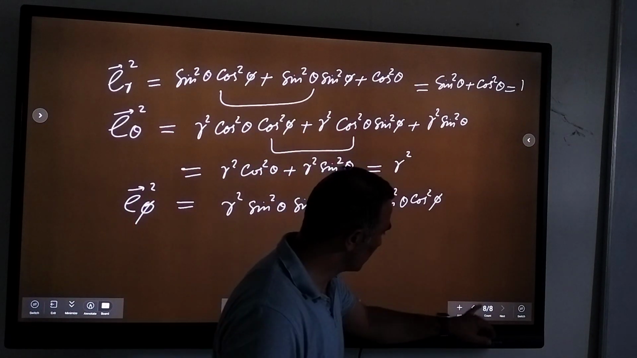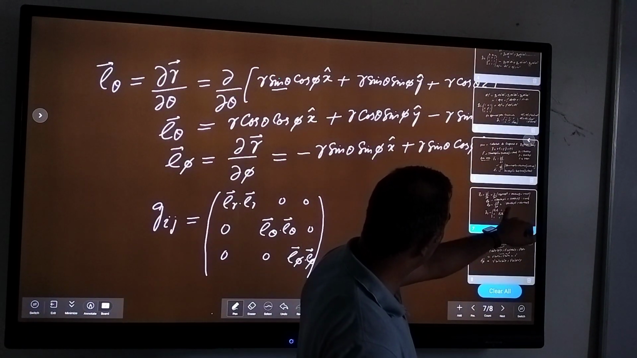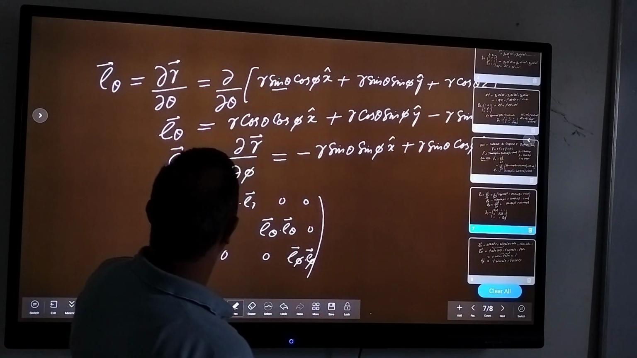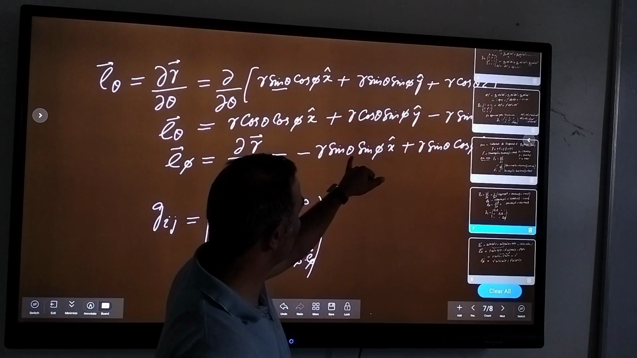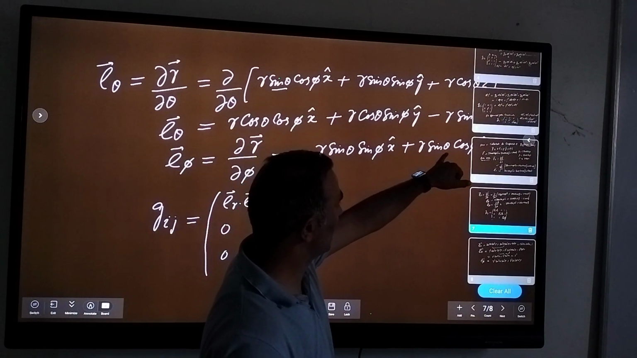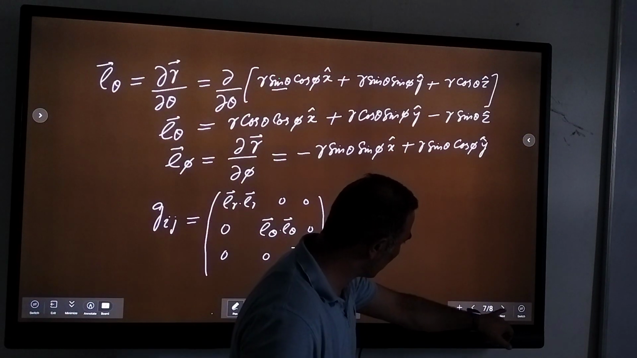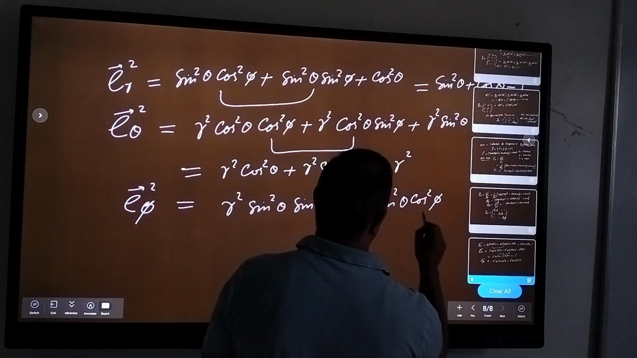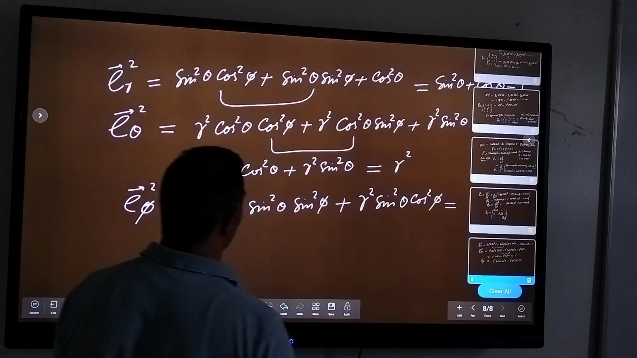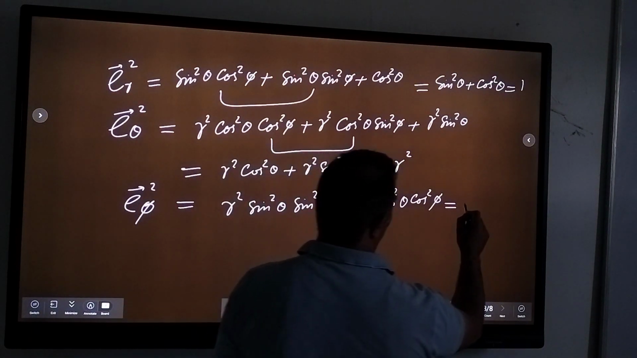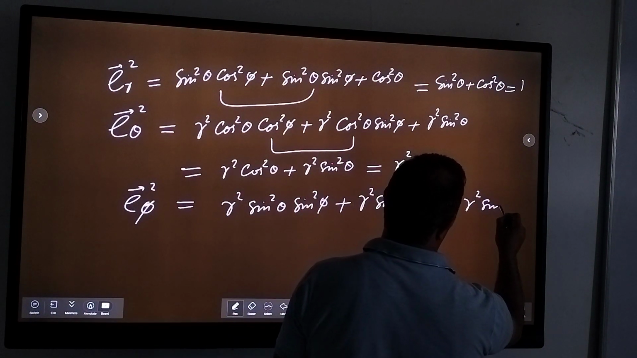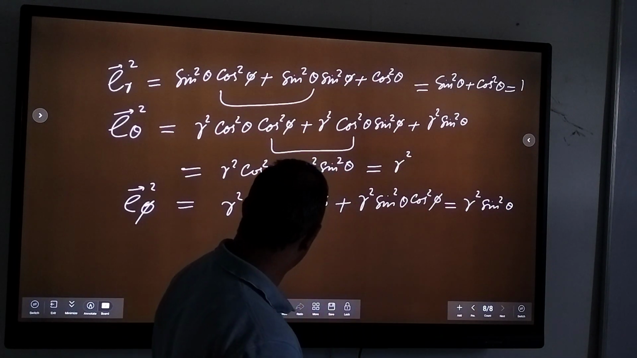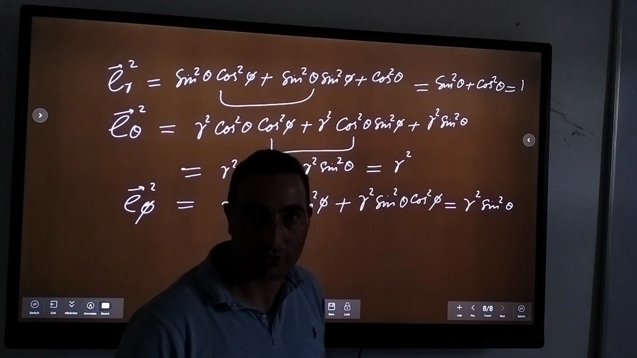So you can check it from here. If this is the one, that means this will be r square sin square theta sin square phi plus r square sin square theta cos square phi. So this is what I wrote here. I can rewrite this term, because you take r square sin square theta out, so it will be sin square phi plus cos square phi, that's equal to 1.